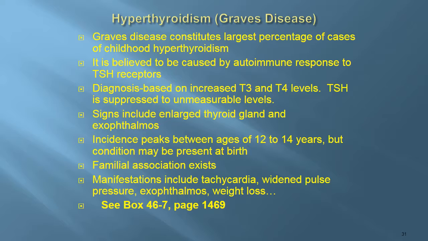Signs include an enlarged thyroid gland and exophthalmos. The incidence peaks between the ages of 12 and 14, but the condition may be present at birth. A familial association exists. Manifestations include tachycardia, widened pulse pressure, exophthalmos, and weight loss. Refer to box 46-7 on page 1469 for more.